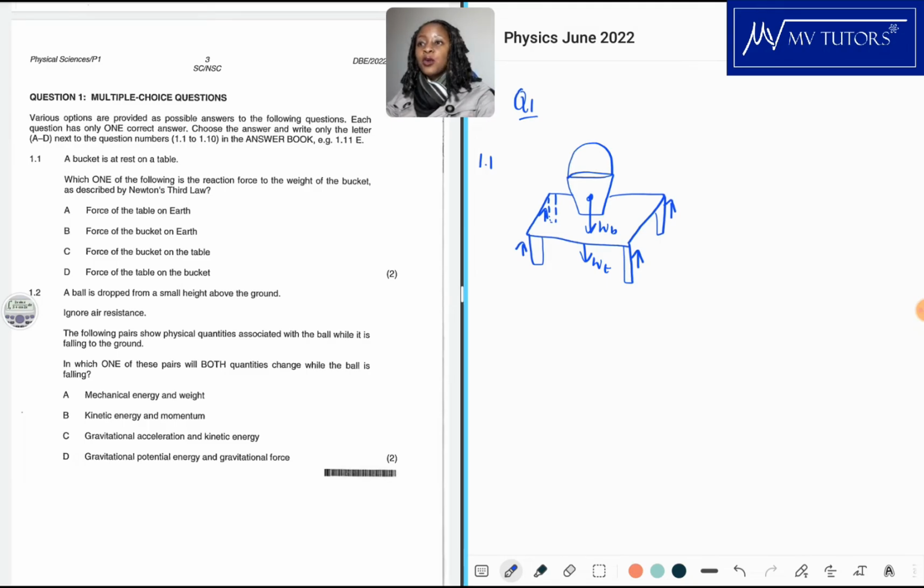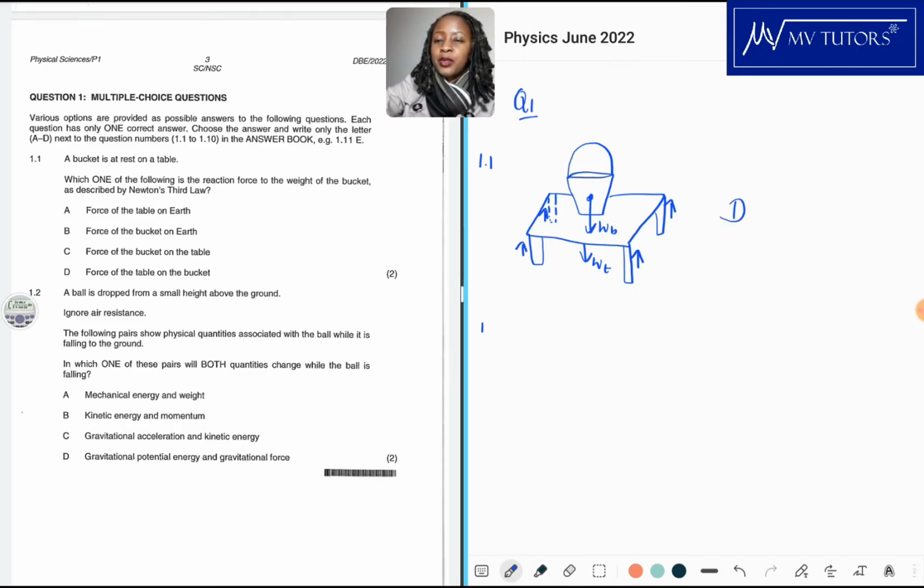And then C, force of the bucket on the table. That's still the weight of the bucket, but now on the table instead of the earth. And then D, force of the table on the bucket. Yes, that is the counteracting force. It has the same magnitude as the weight of the bucket, but in the opposite direction. So definitely the force of the table on the bucket, and the answer will be D.